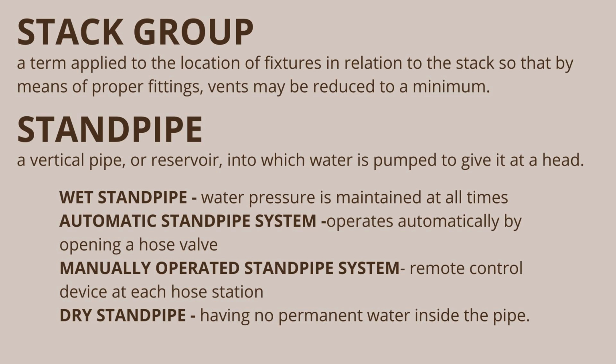The types of standpipes. Note that there are 4 types. Wet standpipe, where water pressure is maintained at all times. Automatic standpipe system, where it operates automatically by opening a hose valve. Manually operated standpipe system, where there is a remote control device at each hose station. Dry standpipe, having no permanent water inside the pipe.